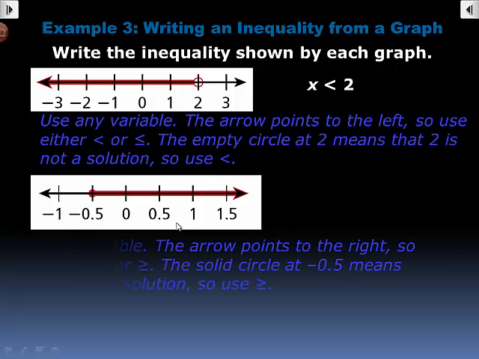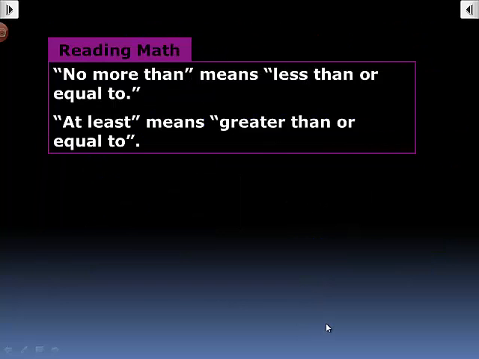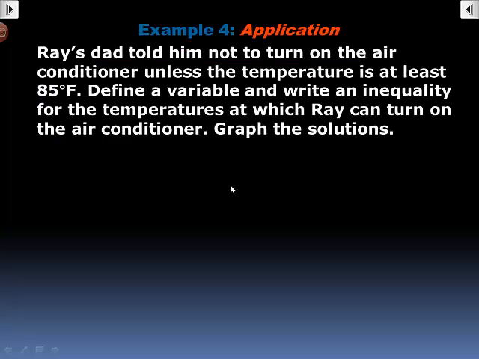On this graph, the arrow points to the right, so we're going to use either greater than or greater than or equal to. We have a solid circle at negative 0.5, so we're going to put a greater than or equal to there because that represents a solid circle. And x is greater than or equal to negative 5/10. Okay, hint here. Less than or equal to also means no more than. You want to write this down in your notebook so you have this in your notes. At least can also mean greater than or equal to.